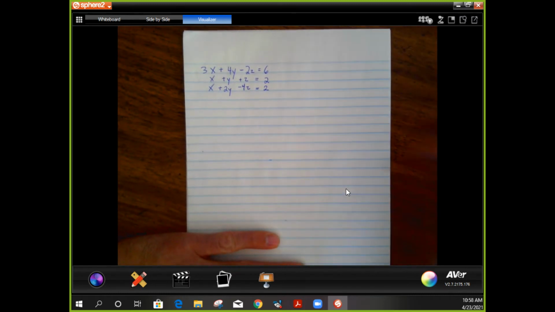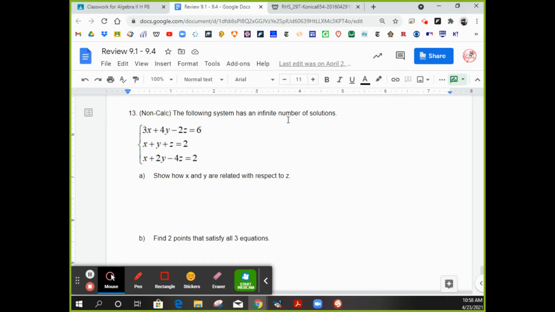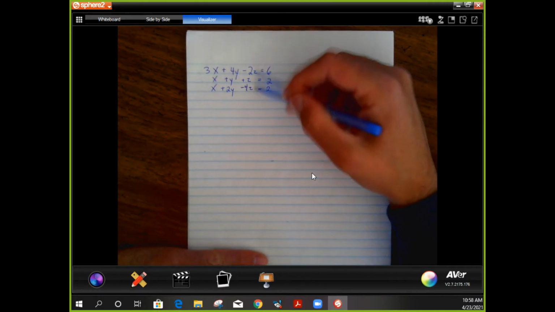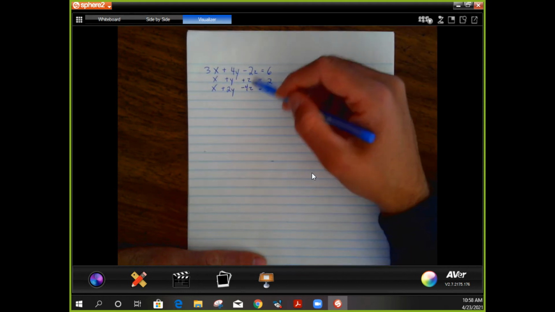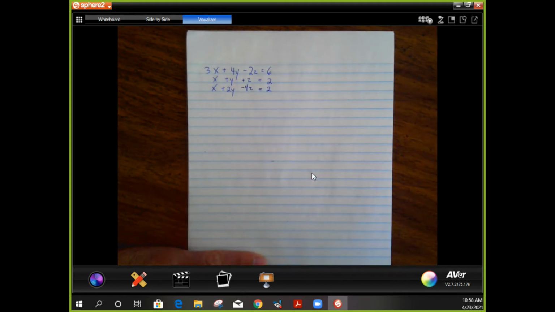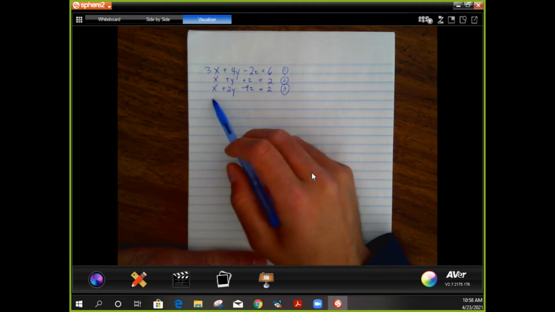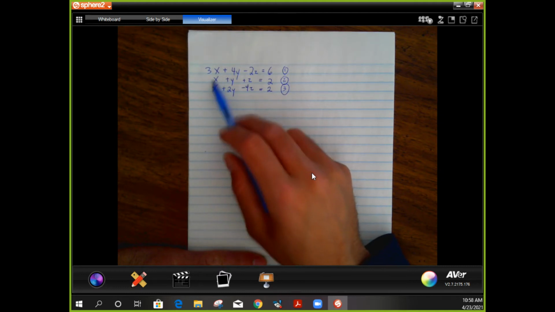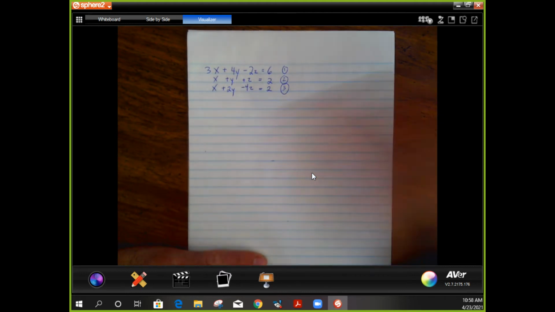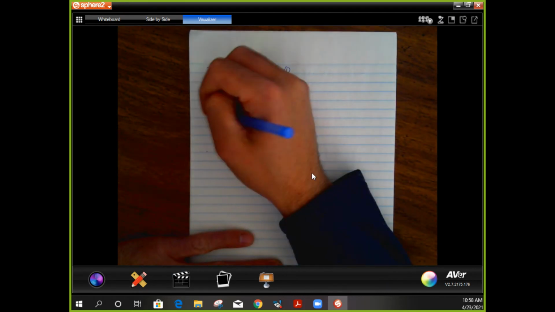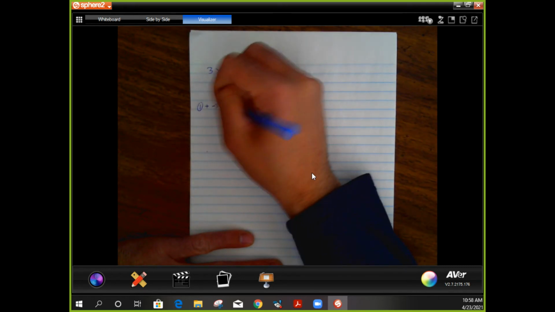Now if we look at the question, it says solve for x and y with respect to z. So you don't have to do it that way, but if we're going to do it that way, I'm going to not eliminate z. So I'm going to eliminate x or y. If I call these equation 1, equation 2, and equation 3, since x and y both have like coefficients of 1, it doesn't really matter. You can make the same argument with y. I'm just going to eliminate x. So I'm going to take equation 1 and add it to negative 3 times equation 2.